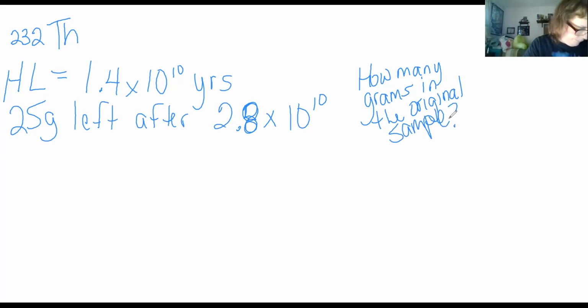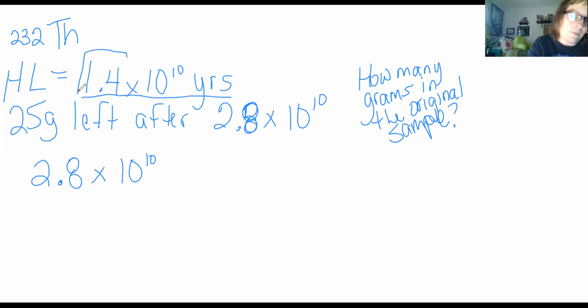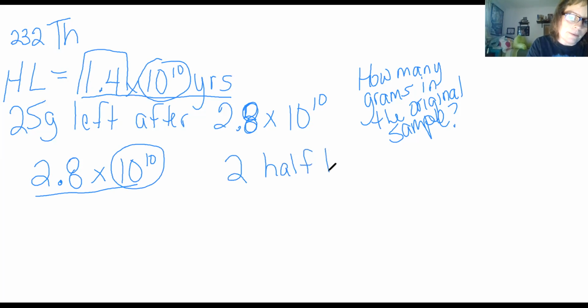All right, well, first, let's see how many half-lives have gone by. We said the amount of time that has passed is 2.8 times 10 to the 10th, and the half-life is 1.4. You can do that in your head. 1.4 plus 1.4 is 2.8, and remember your exponents here are the same. So you've had 2 half-lives go by. Didn't even need a calculator.